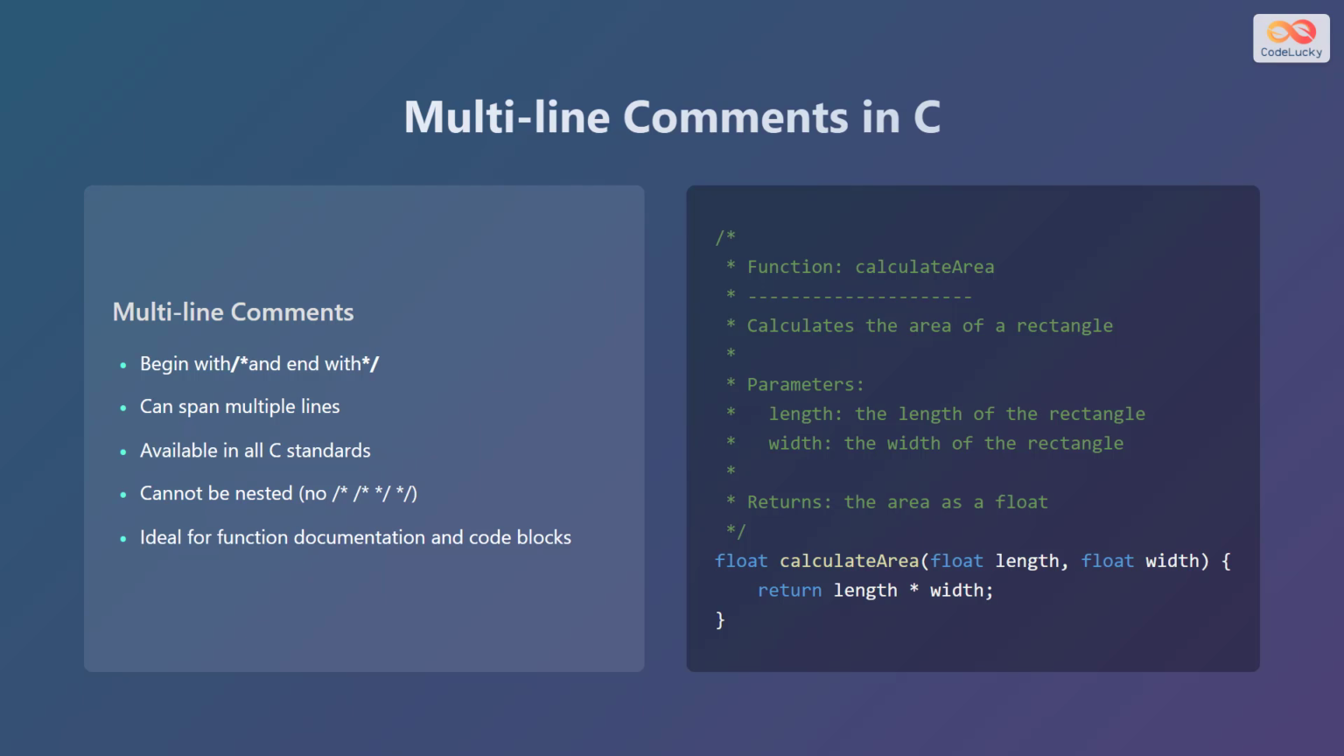Here is an example. A multi-line comment describes the function calculate area, explaining its purpose, parameters, and what it returns. The function itself then calculates and returns the area of a rectangle.